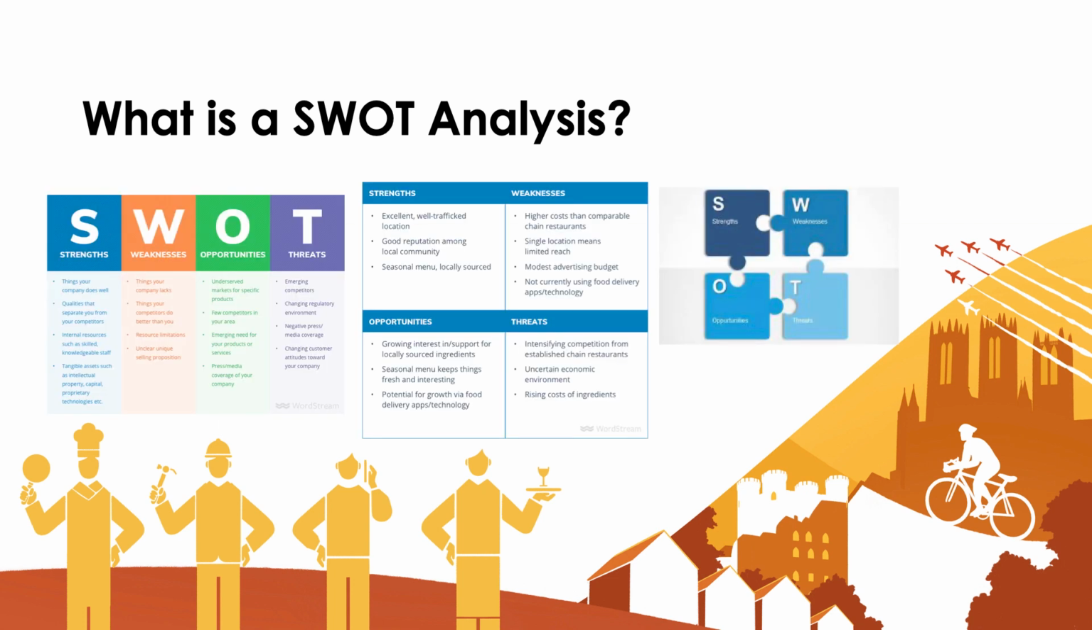So here are some examples of SWOT analysis. They can be in columns, 4 columns, they can be in squares, 4 boxes, it could be an Excel spreadsheet, or it could be an image. All these types of SWOTs are available from Google for you to use and have a look at.